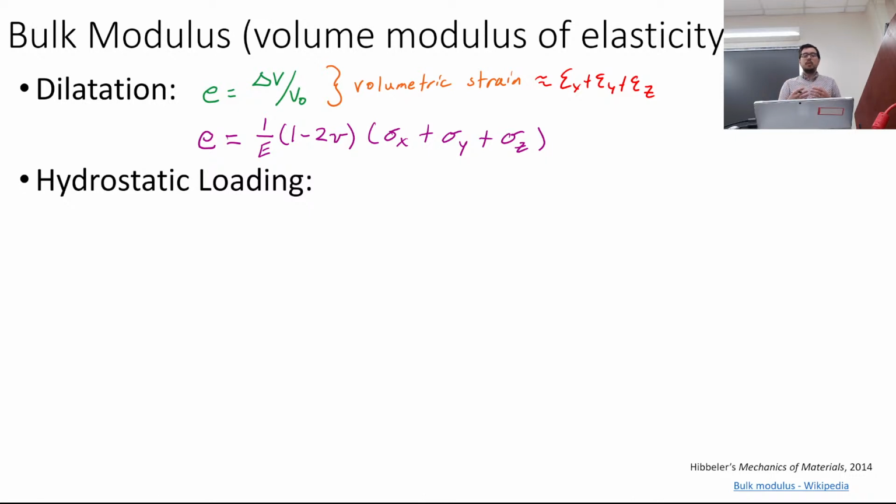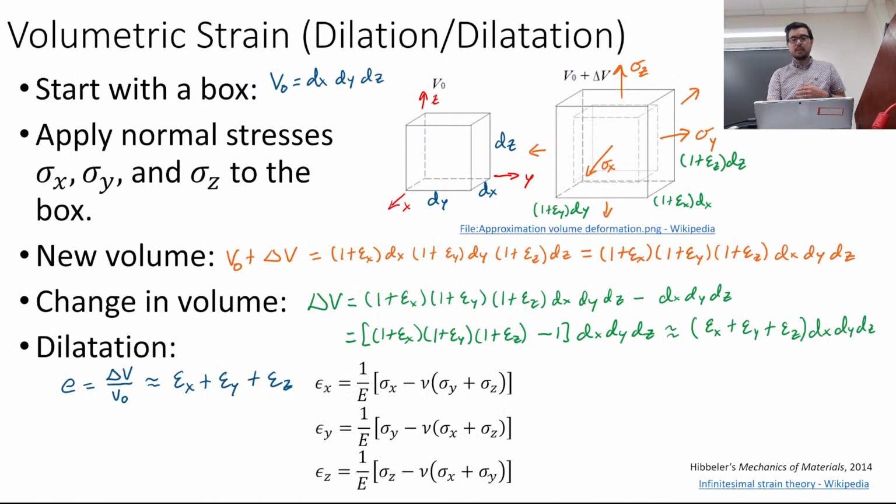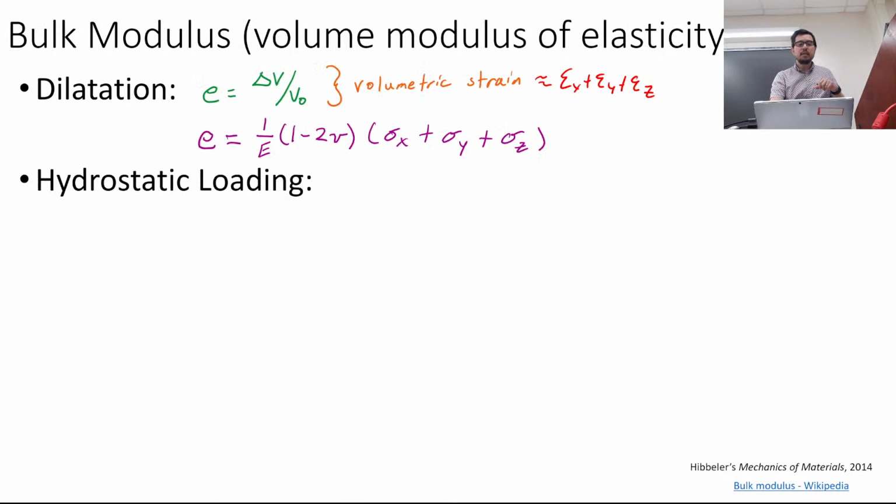Now, how do we think about this? If we go back to this volume box, we just thought about it in terms of it being this volumetric box, this nice little infinitesimally small cube. We are thinking about what happens when we pull it apart with a sigma x, sigma y, sigma z. Now what we're going to think about is what's called hydrostatic loading.